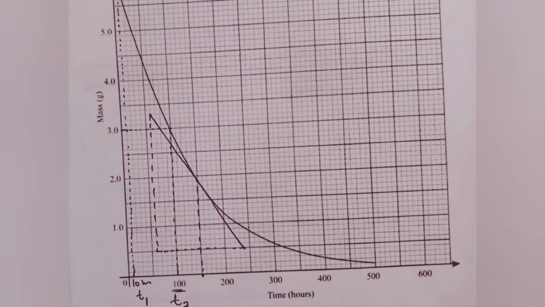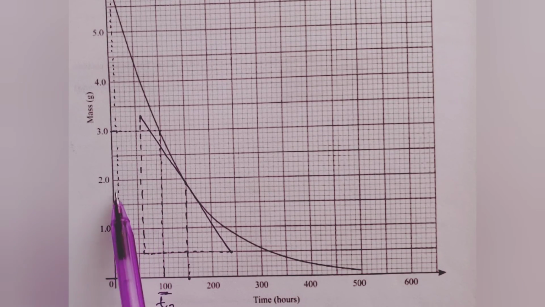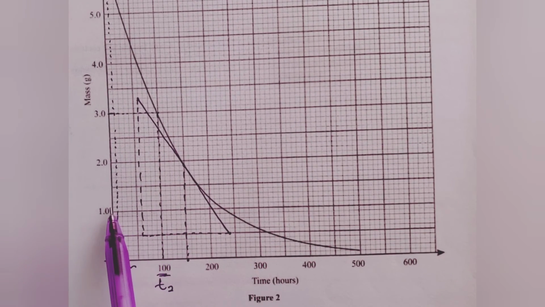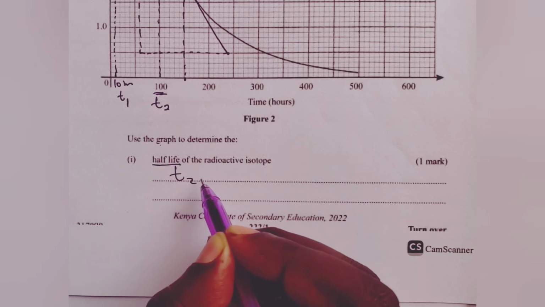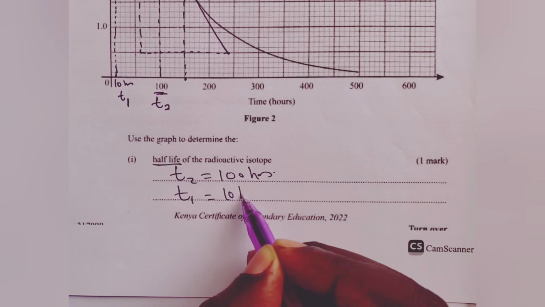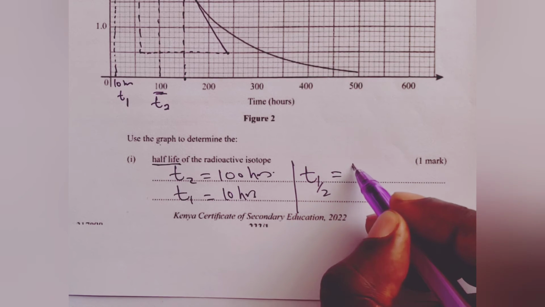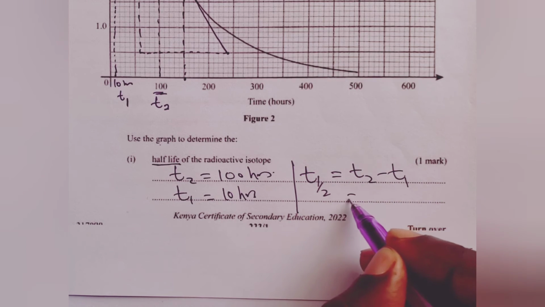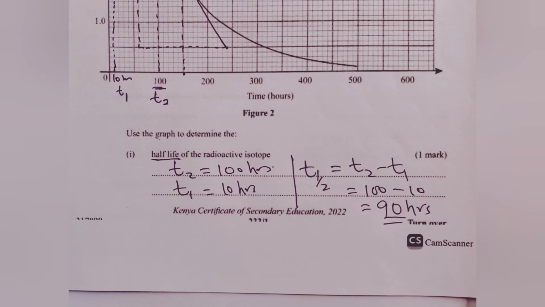Again, a candidate can use another set. You don't need to necessarily go for 3 and 6. Somebody can pick 2 and 4, and somebody can also pick 1 and 2. That would also work. So for our case, we would argue that my time 2 was 100 hours. Time 1 is 10 hours. So then our half-life, that is T half, would be given by T2 minus T1. This is 100 minus 10, and I'm able to get 90 hours for 1 mark.